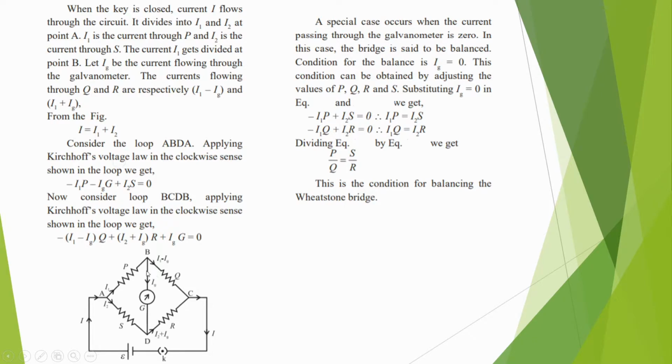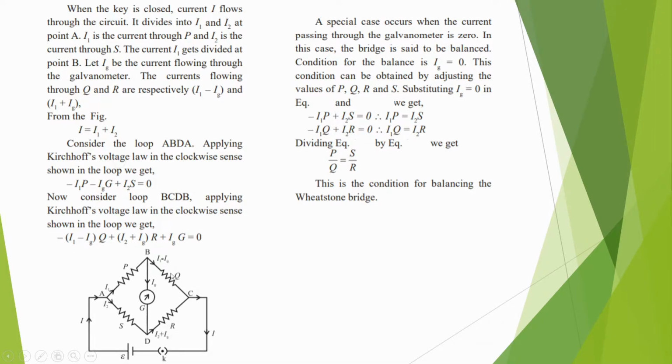So this is I1, this is I2. At point B the current is again divided. This is the Ig current flowing through the galvanometer, so the current flowing through Q is I1 minus Ig. And when we consider the current flowing from D to C through resistance R, what is the current flowing through it? That is I2 plus Ig.